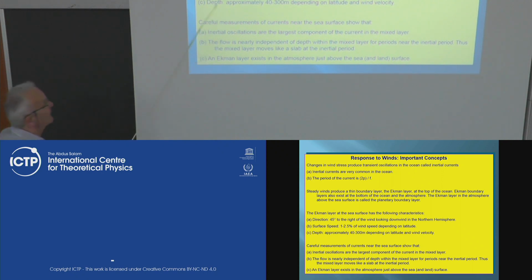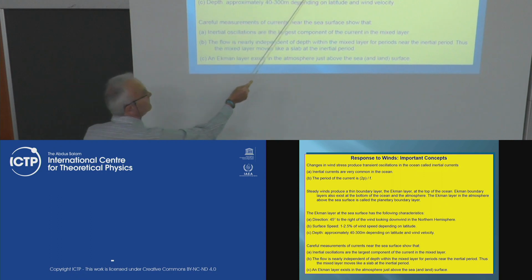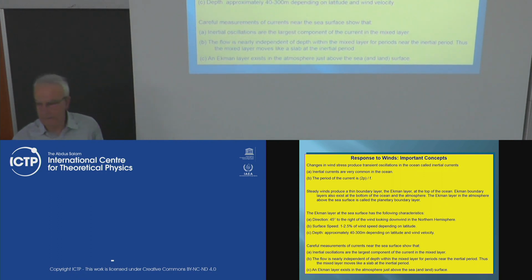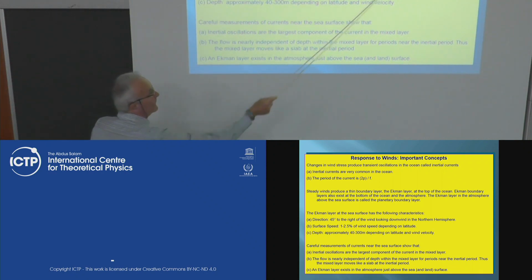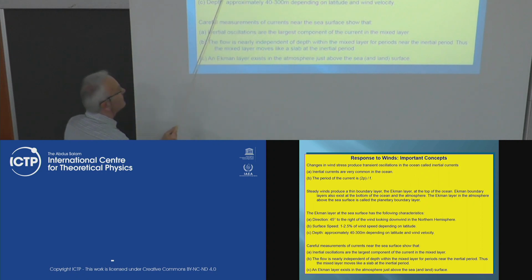in that case we have a strong friction, but that means that the Ekman boundary layer also exists in the bottom of the ocean and also in the atmosphere. In the bottom of the ocean it exists because, again, of the strong changes of the horizontal velocity with depth close to the bottom. So we call this the bottom Ekman layer. And the Ekman layer in the atmosphere above the sea surface is also called the planetary boundary layer.